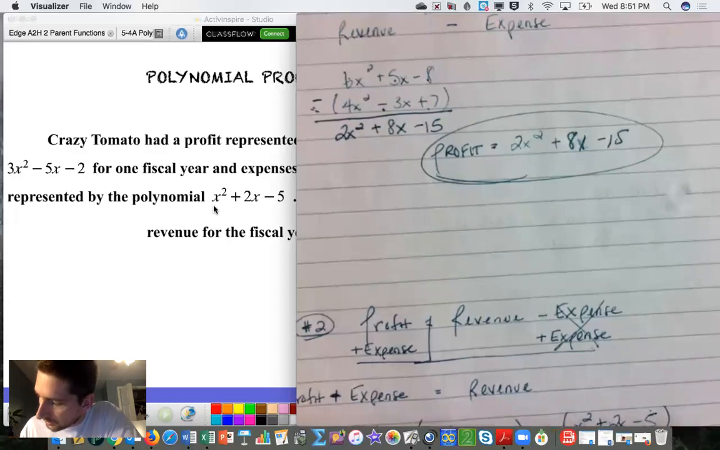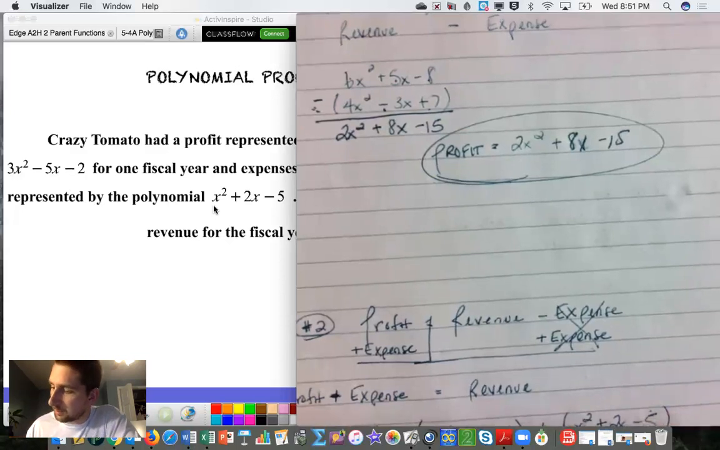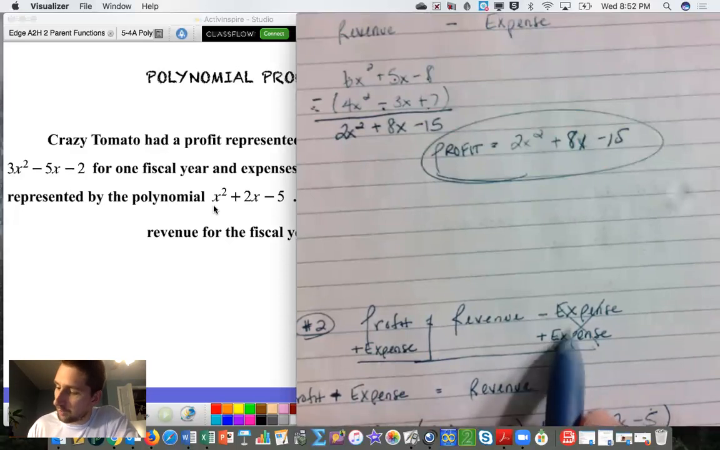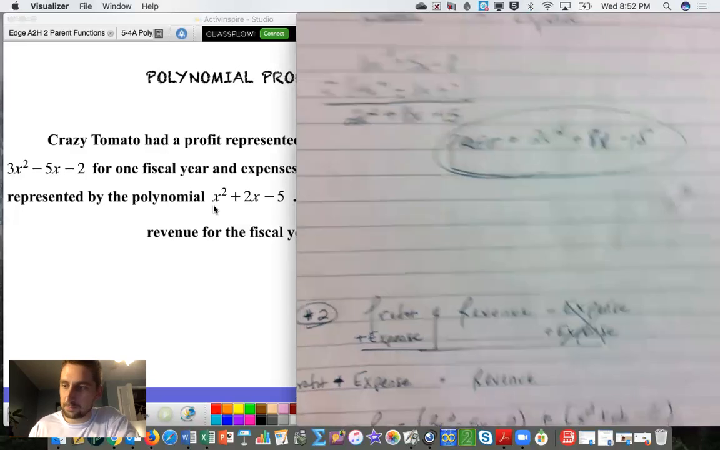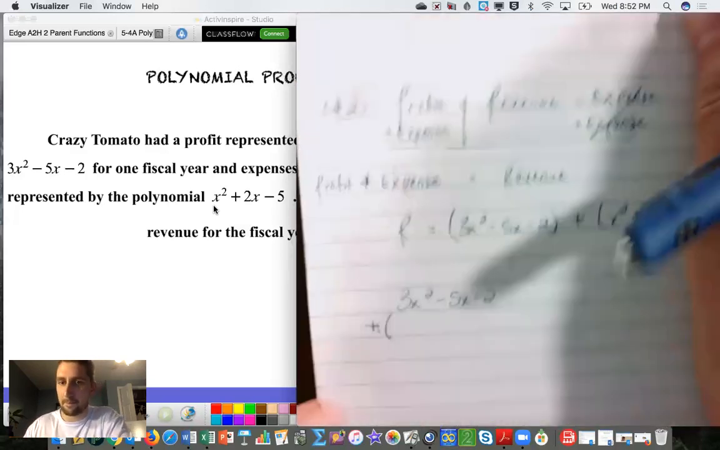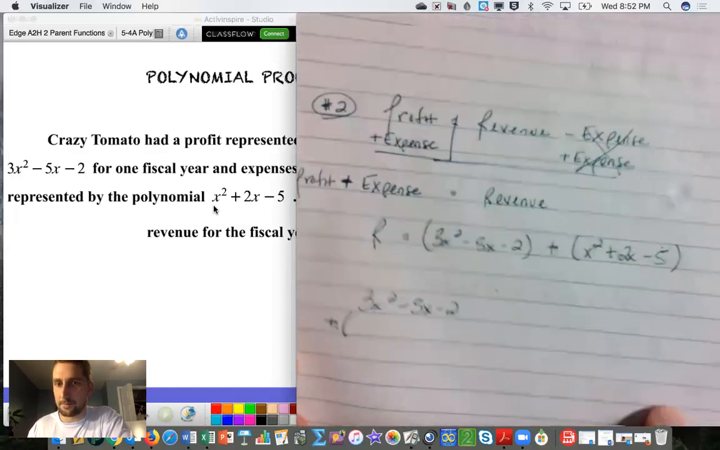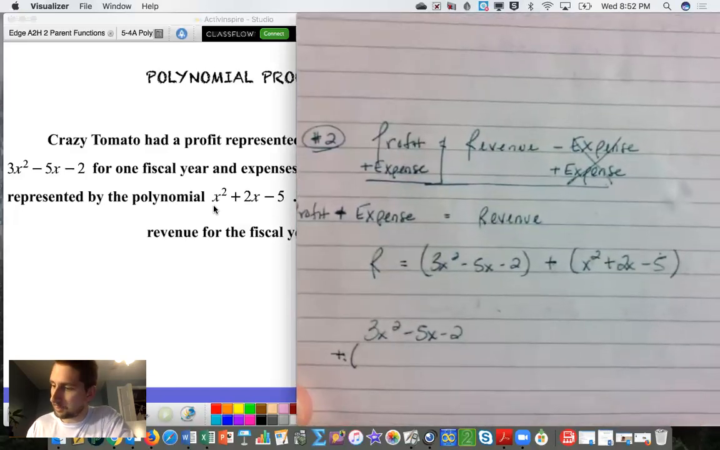Go ahead and combine like terms. I do need a plus sign there. My apologies. This time I do need a plus sign because I'm taking profit plus the expense to give me my revenue. Let me adjust that for you. So I do need a plus sign here.